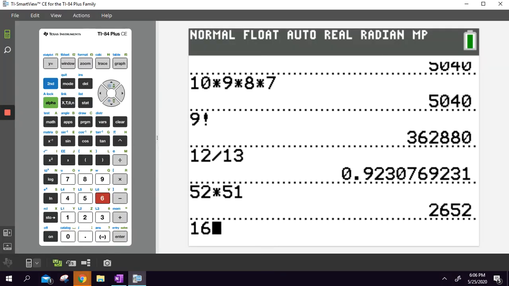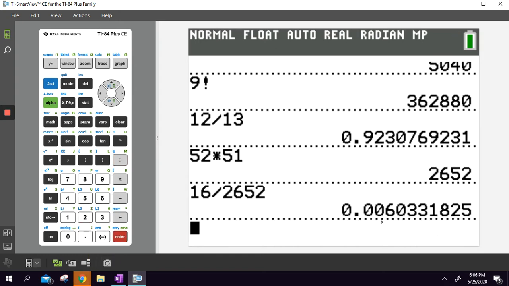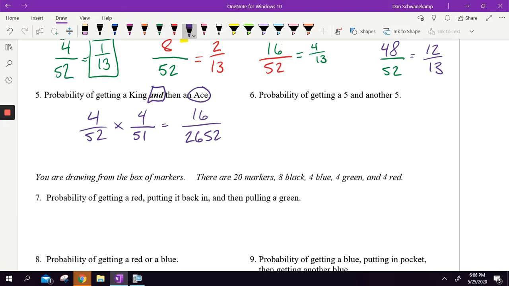Well, what are the odds of that happening? 16 divided by 2652. The probability of getting a king and then an ace is less than 1%, 0.006 or 0.6%. Really small chance that you're going to draw a king and then an ace.